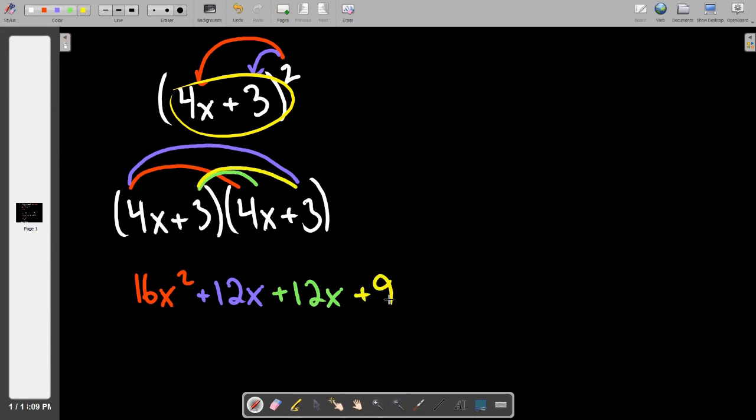Good. And now, as is the opposite of what we learned 10 minutes ago, this time the 12x's don't cancel. They actually compound upon each other. They actually double. Do you hear that? Double. So, having said that, my final answer is going to be 16x squared plus just 24x's. We don't square them because when we're adding them together, it's like saying 12 cookies plus 12 cookies. They're still just cookies, but now you have 24 of them. They don't change. And then we have a plus 9.